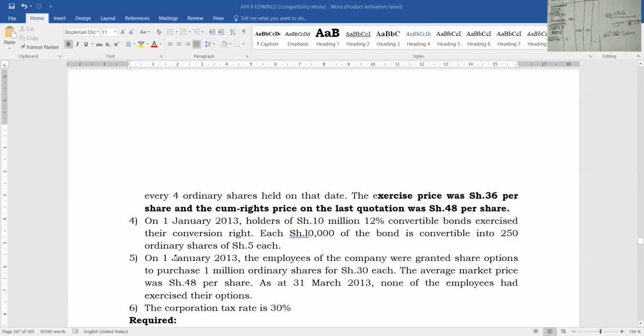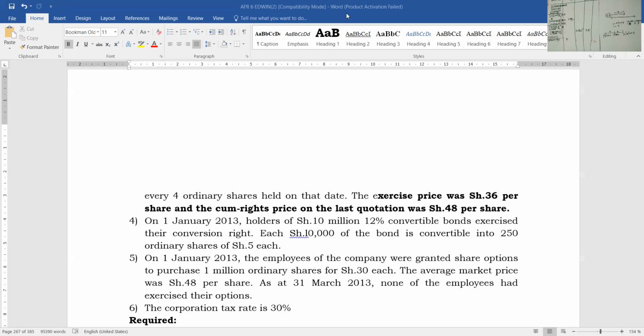Number 5, on 1st January 2013, the employees of the company were granted share options to purchase 1 million ordinary shares of 4 shillings 30 each. The average market price was 48 per share. As at 31st March 2013, none of the employees had exercised their options. So none would exercise. That is why the earnings is 0.